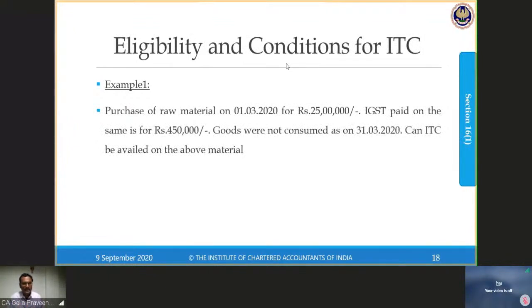These are the goods purchased on 1st March 2020. On those goods, 25 lakhs is the value. I paid IGST of 4,50,000.